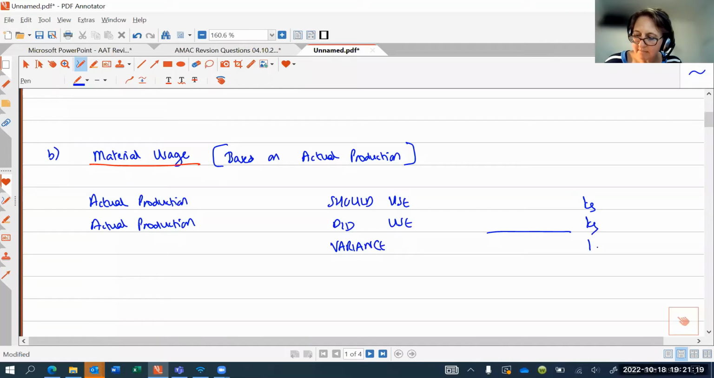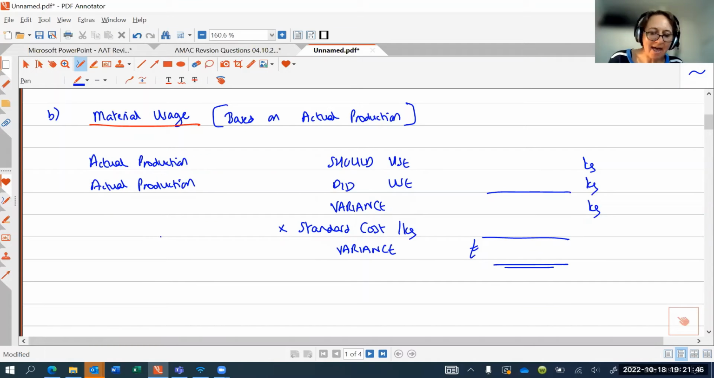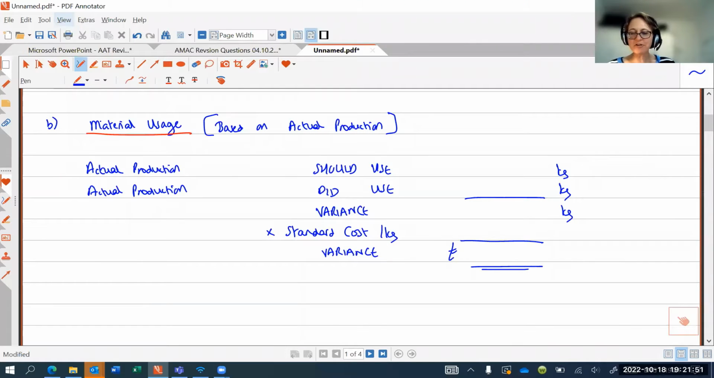But my variance is in kilograms. So what do I do at the very end of this? Well, I turn it into money. And I turn it into money by multiplying by the standard cost of 1 kilogram. That will then give me the variance in pounds, which is what the question asked for. And before I read any information about the question, I got that on my page because now I have my instructions. And if I've got the instructions, I've now just got to focus on grabbing the bits of information that the instructions say that I need.